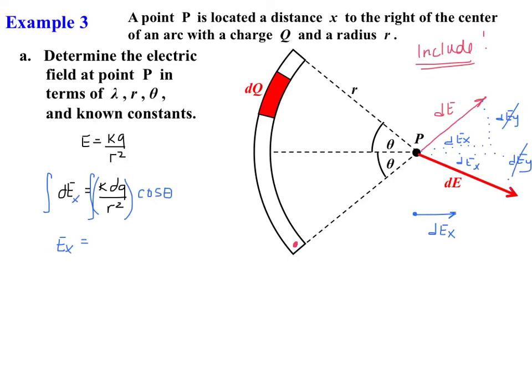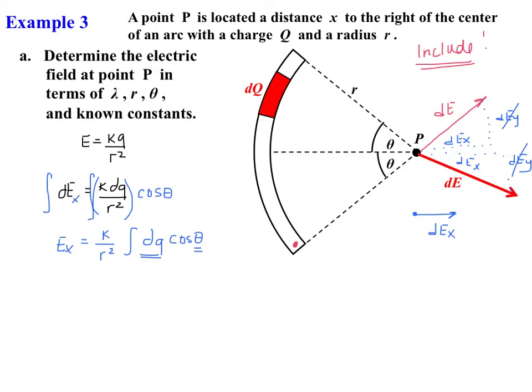On the right-hand side, k and r are both constants, so we can pull both of those out of the equation. But theta is no longer a constant as it was in the previous example. So what that means is that I have a dq here, and I have a theta that changes. So I need to change one of those so that we only integrate with respect to one variable.